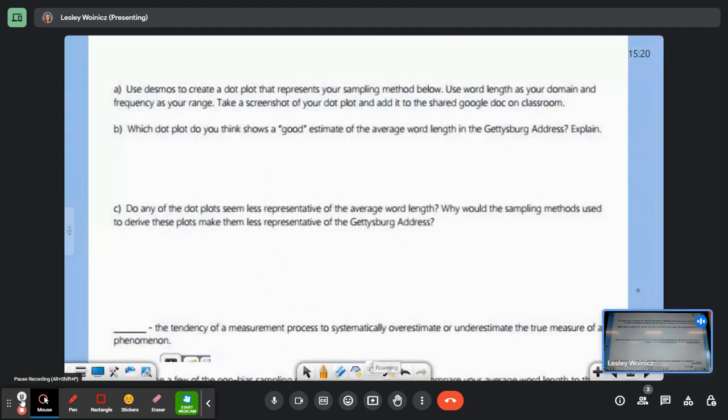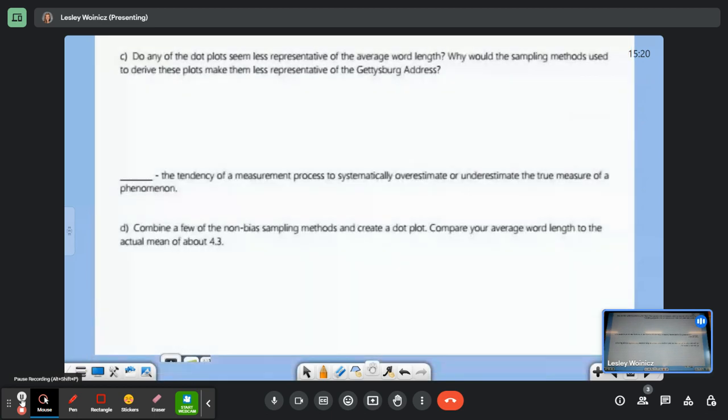We need to write these down. Guys, what do you think the tendency of a measurement process to systematically overestimate or underestimate the true measure of a phenomenon is called? Underestimating or overestimating? So, like messing up your data. What do we call that? It's a short little word. It starts with a B. Bias.